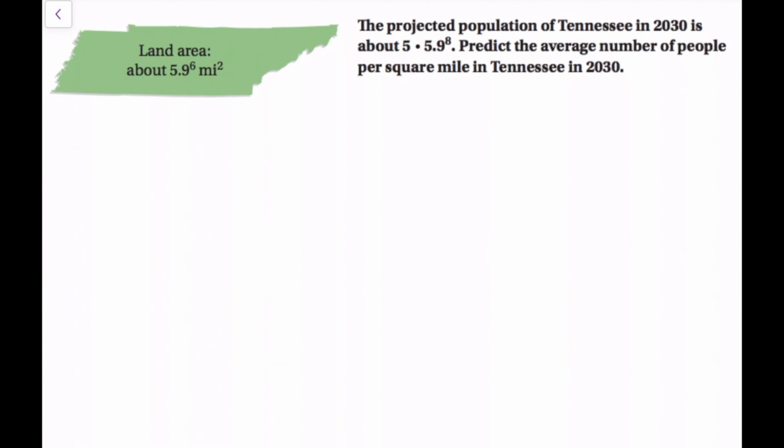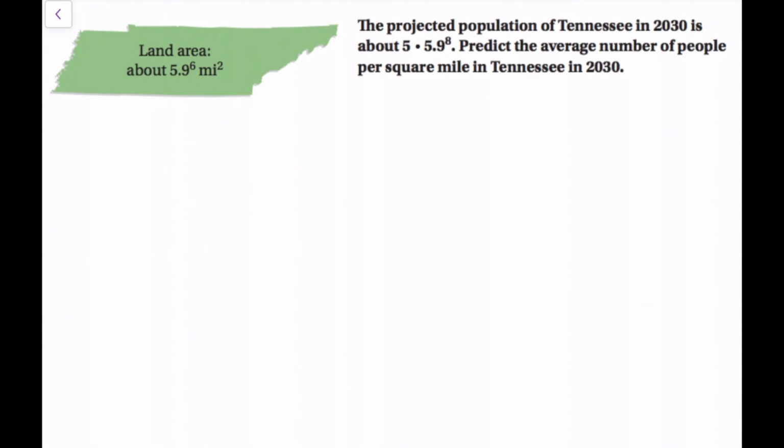All right, so for this example, we have a map of Tennessee and an estimated area. And the question says, the projected population of Tennessee in 2030 is about 5 times 5.9 to the 8th power. Predict the average number of people per square mile in Tennessee in 2030.